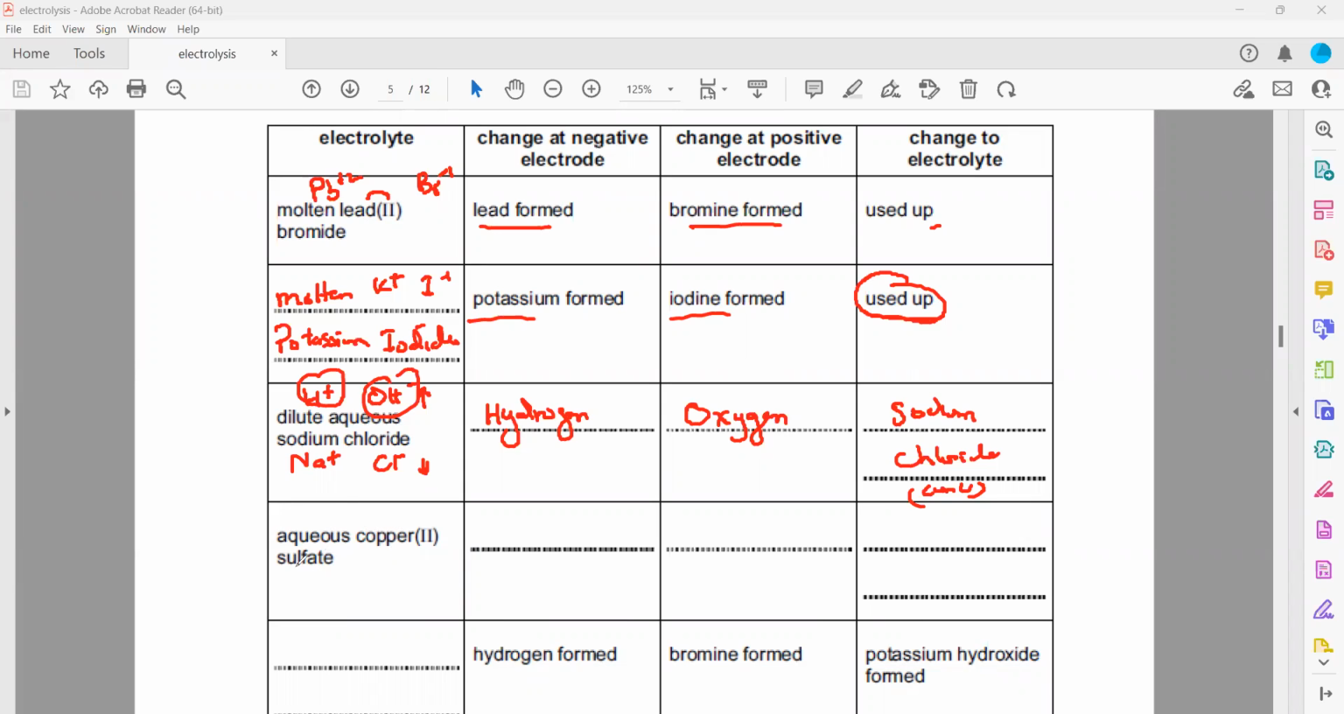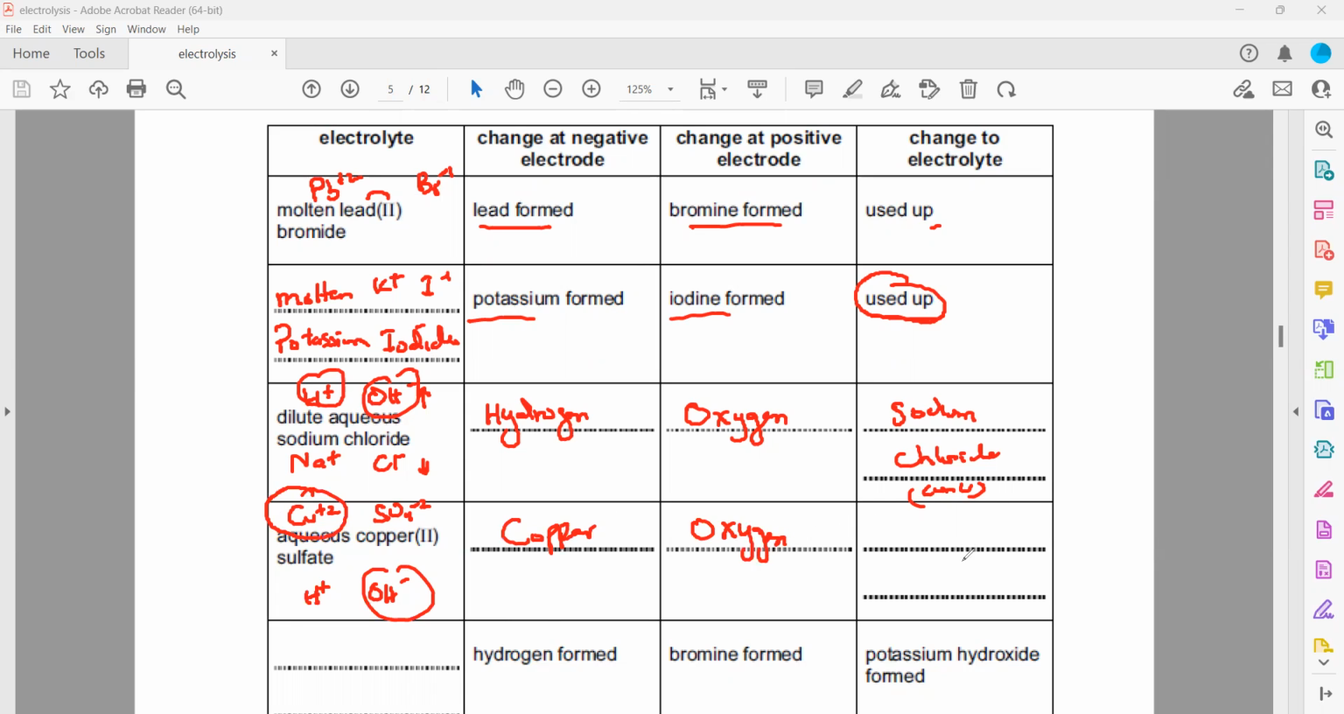Then we have aqueous copper sulfate. So what are the ions? Copper ions, sulfate ions, hydrogen ions and hydroxide ions. For positive ions, we check the reactivity. Always the less reactive will move, so copper will move. For negative ions, we check the amount, but sulfate, carbonate and nitrate never move. So it will be hydroxide. When hydroxide is there, this will be oxygen.